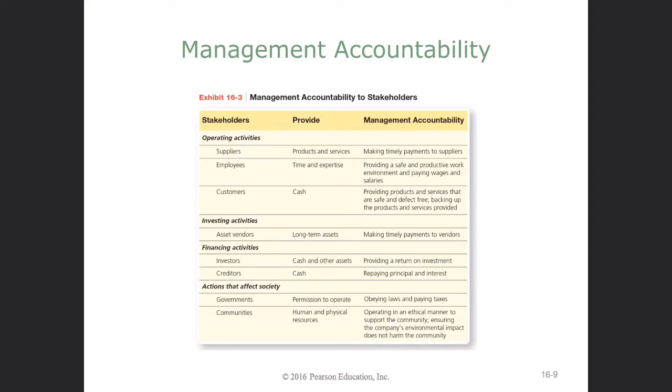Suppliers provide your products and services, and management's accountability to the suppliers is to make sure that we are making timely payments for our supplies. If we don't make timely payments for our supplies, does anyone know what could happen? They stop supplying. Yep.